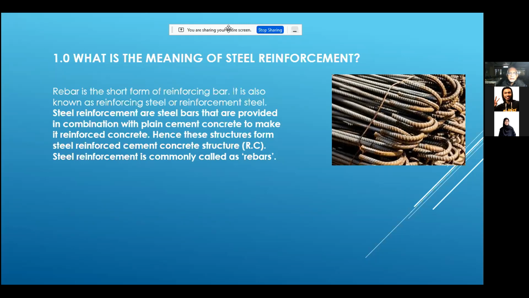So the structures from steel reinforcement and cement are called RCC in the US, and in Malaysia we call it RC, reinforced concrete. Steel reinforcement is commonly, as I mentioned, also called rebar.